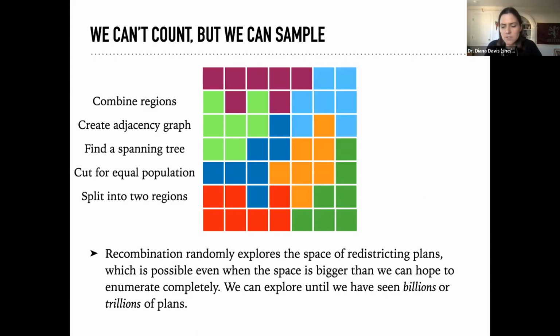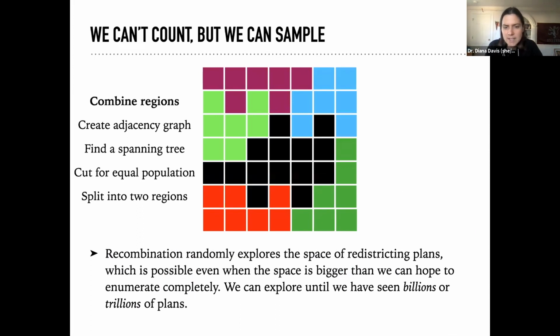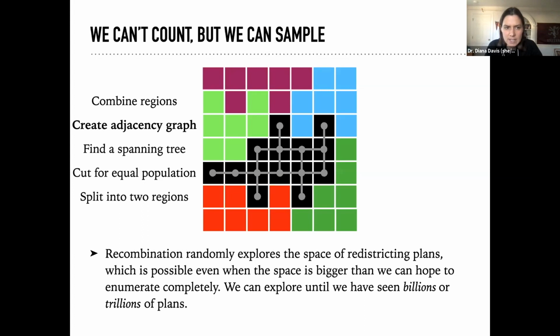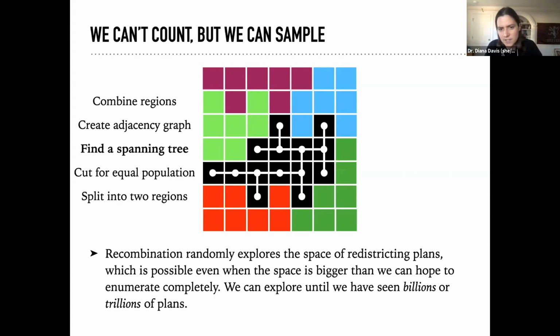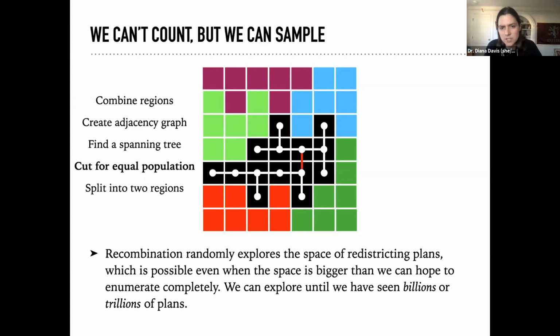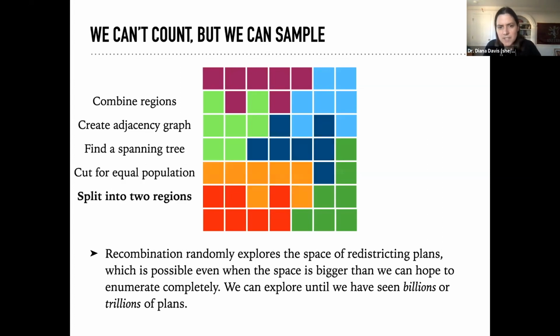So just to go, first you take 2 regions. Let's say here they each have 7 blocks, and you combine them. And then mathematically, here's what's going on, and we'll get into this in much more detail later. You create an adjacency graph, and then you find a spanning tree of that graph. So a tree is a graph that has no loops. And then you find a place that you can cut for equal population. So here, we'll just cut for equal number of blocks, so 7 and 7. And then you split that into 2 regions.